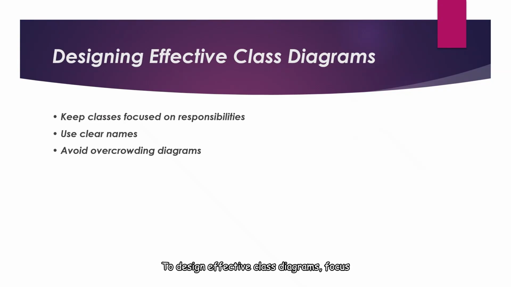To design effective class diagrams, focus on clarity and simplicity. Start by ensuring each class has a single responsibility. Don't overload a class with too many duties. Use meaningful names for classes and attributes so they are self-explanatory. Finally, avoid clutter, group related classes logically, and remove unnecessary details. A clean, focused diagram is more valuable than an overly complex one.